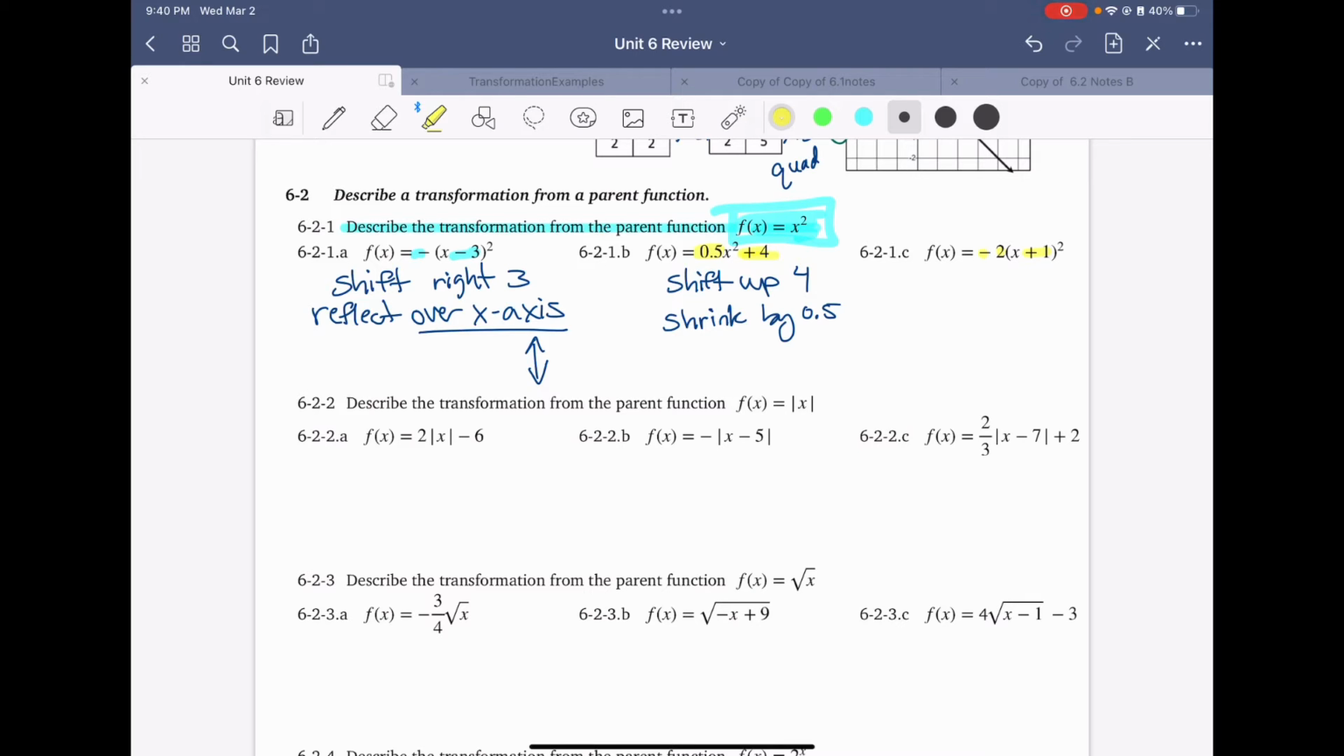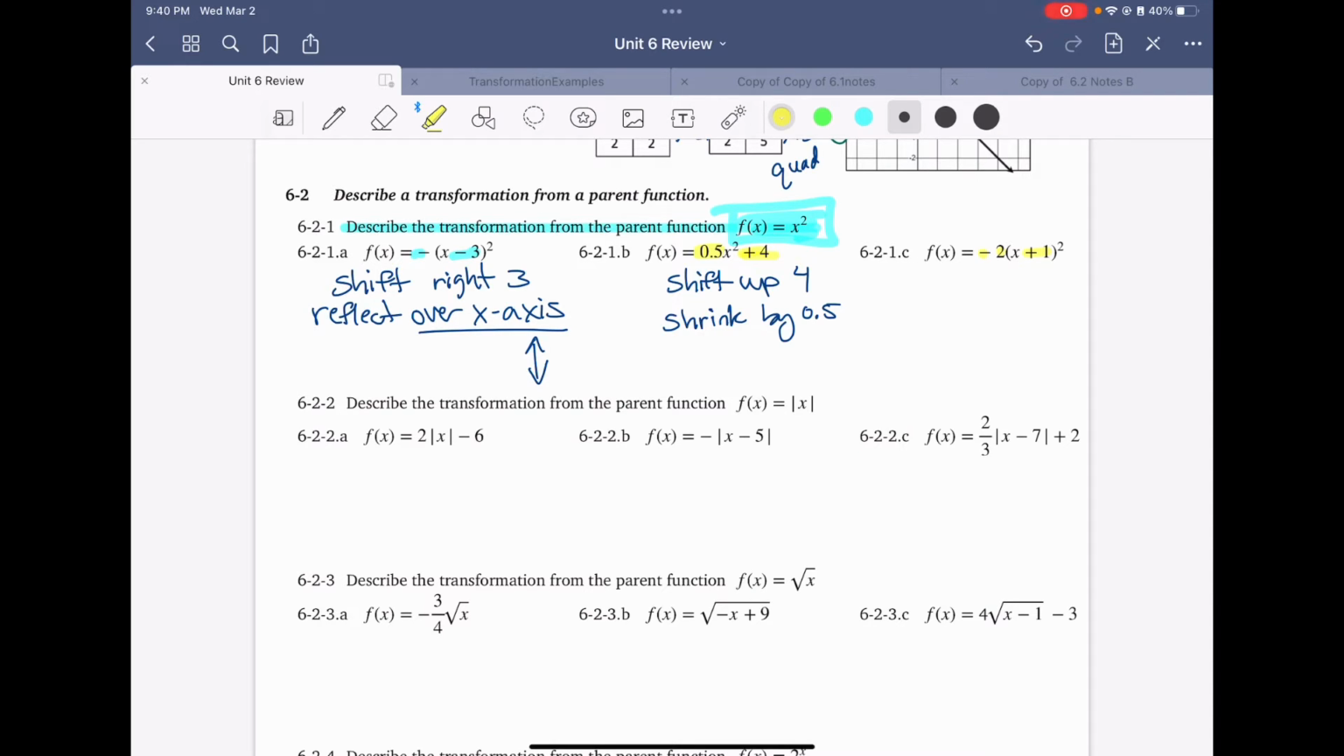Sometimes you tried to look for transformations that weren't there. But make sure you're getting all the different transformations. The things you can check is there a shift? Is there a reflection? And is there a stretch or shrink? All right. So let's just look at these from left to right.